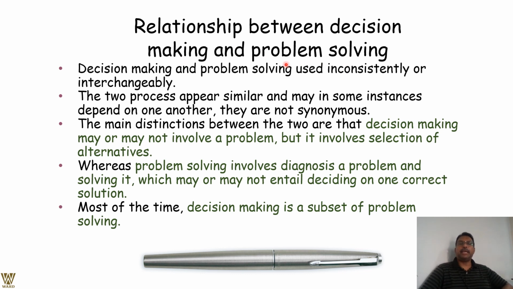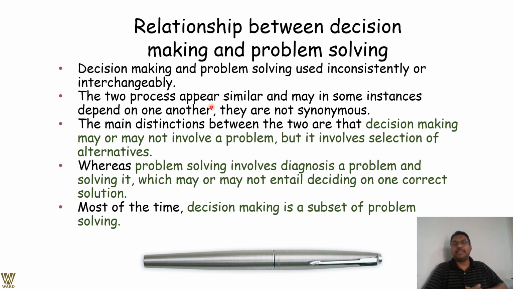Relationship between decision making and problem solving. Decision making and problem solving are used inconsistently or interchangeably. The two processes might appear very similar, but in some instances depend on one another, and they are not synonymous. So remember, decision making and problem solving come hand in glove, if I may say so, but they are not identical. They may not be synonymous in the first place, but in most cases they are used interchangeably.